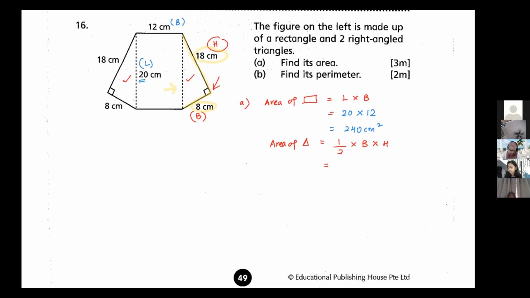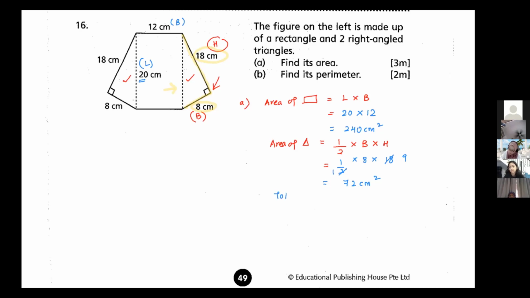So what do we have there? We have half times base, which is 8, and height, which is 18. We can actually cancel this, and I will get 72 cm squared. Then to find the total area, we add up together.